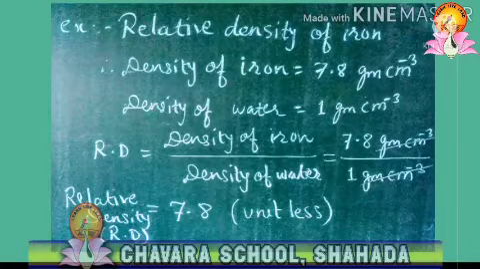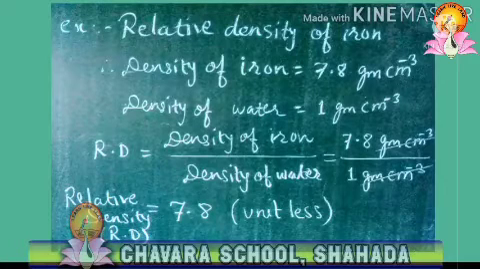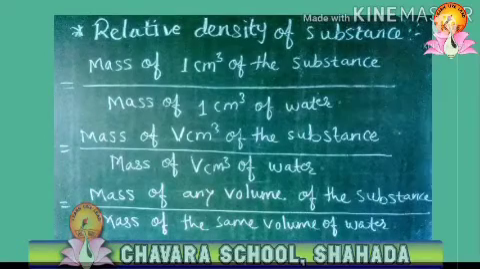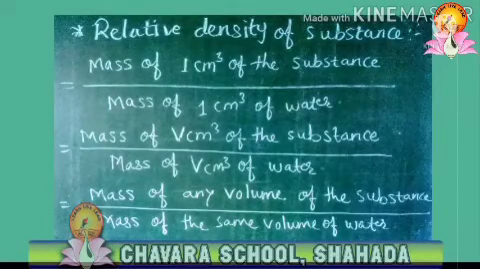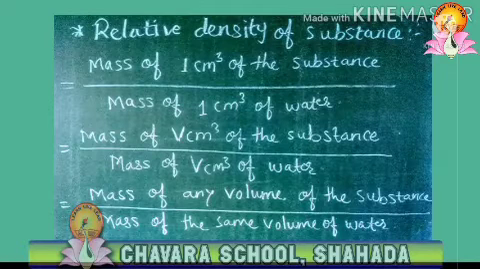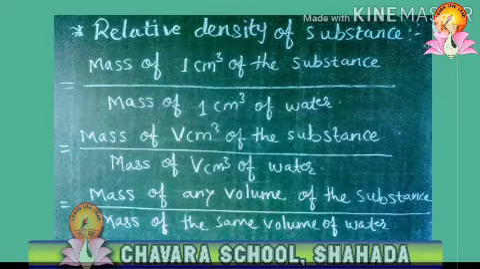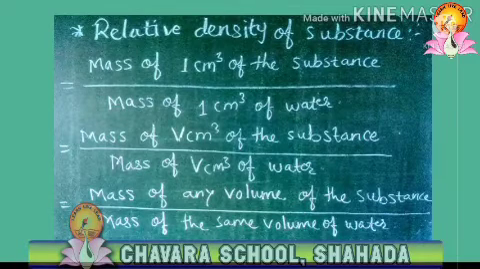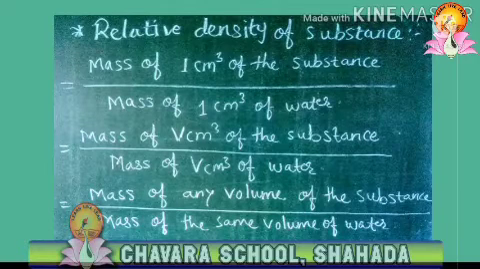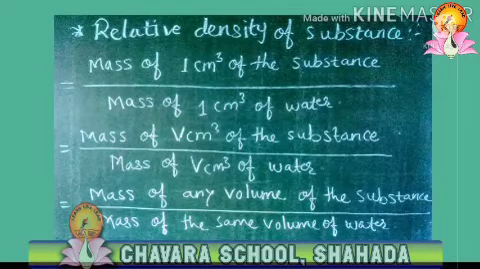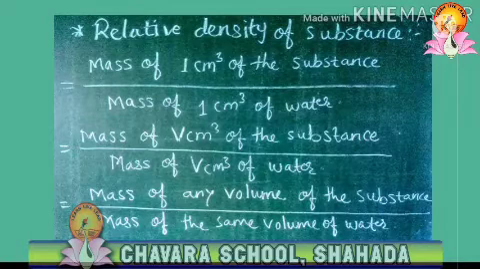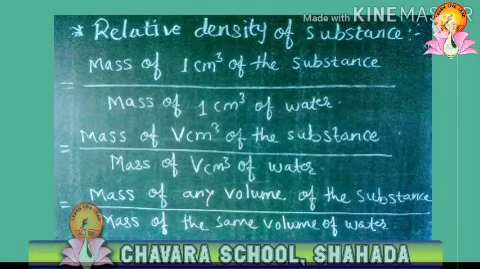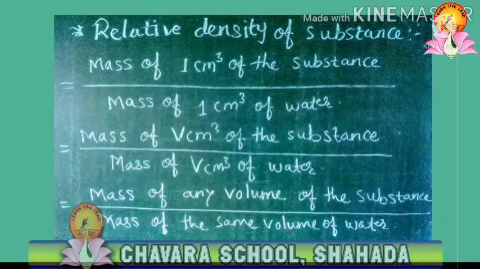But density of a substance is the mass of 1 centimeter cube of that substance. Therefore we can also express the relative density of a substance as follows. Relative density of a substance is given as mass of 1 centimeter cube of the substance upon mass of 1 centimeter cube of water, or mass of V centimeter cube of a substance upon mass of V centimeter cube of water, or mass of any volume of the substance upon mass of the same volume of the water.